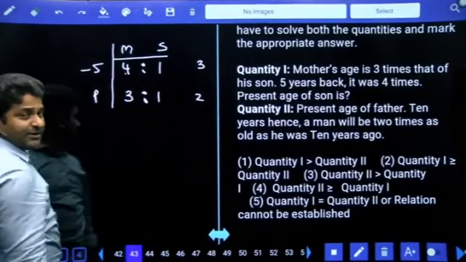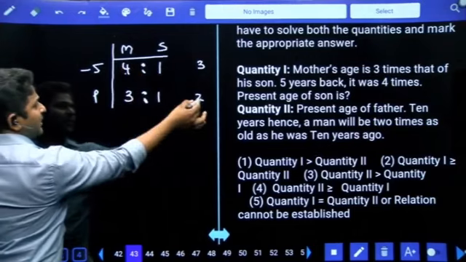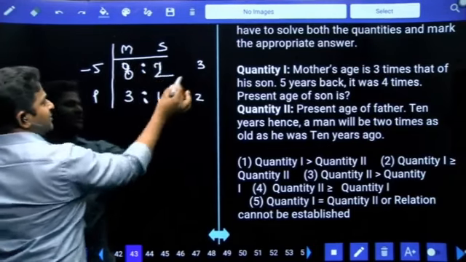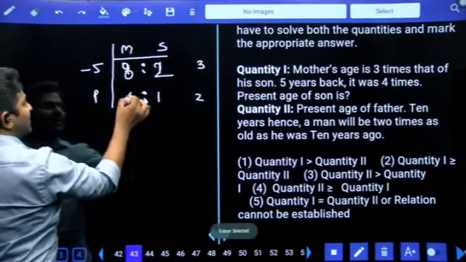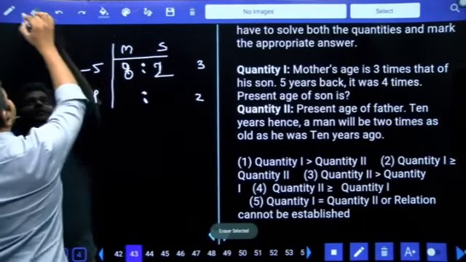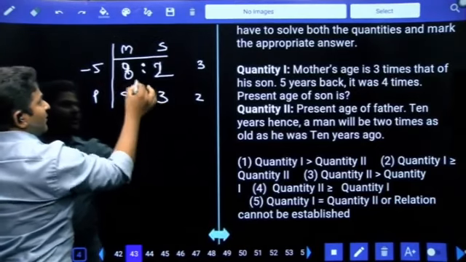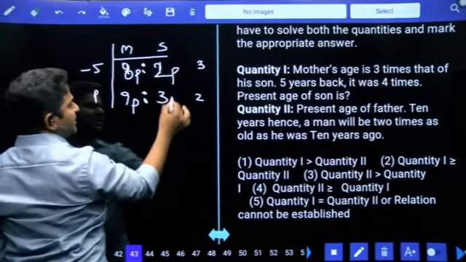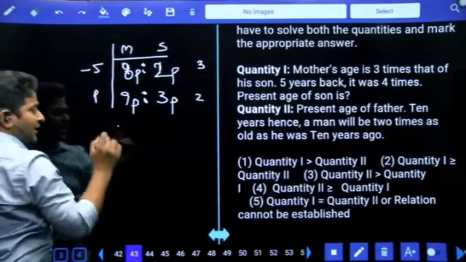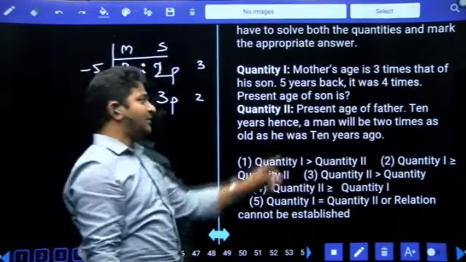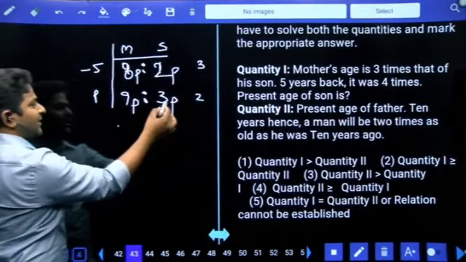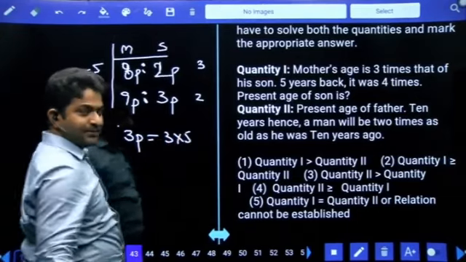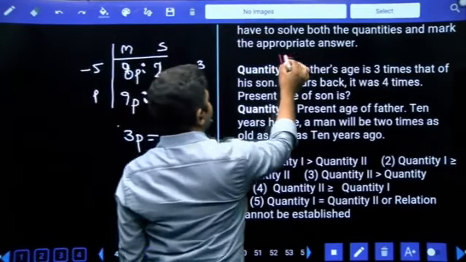Let's go for cross multiplication. 4:1 multiplied by 2, that becomes 8:2. The next ratio multiplied by 3, then it becomes 9:3. Mother's age increased by 1 part because of 5 years. Son's age increased by 1 part because of 5 years. Now you can conclude 1 part is equal to 5 years. Your question is about the present age of son. Son's present age is equal to 3 parts. That is equal to 3 into 5, 15 answer. Q1 is equal to 15.